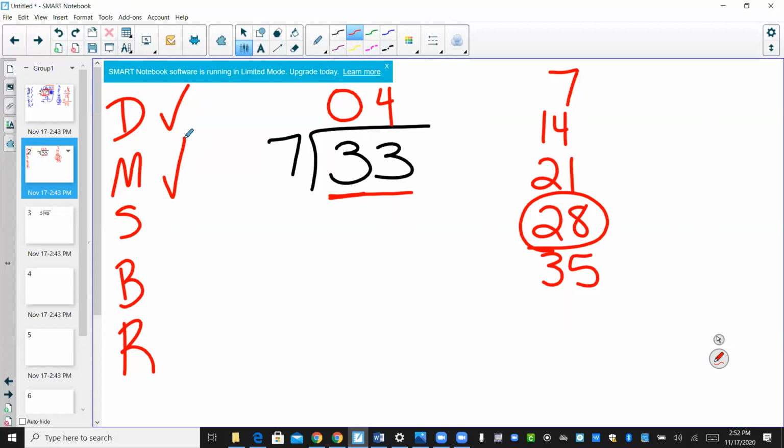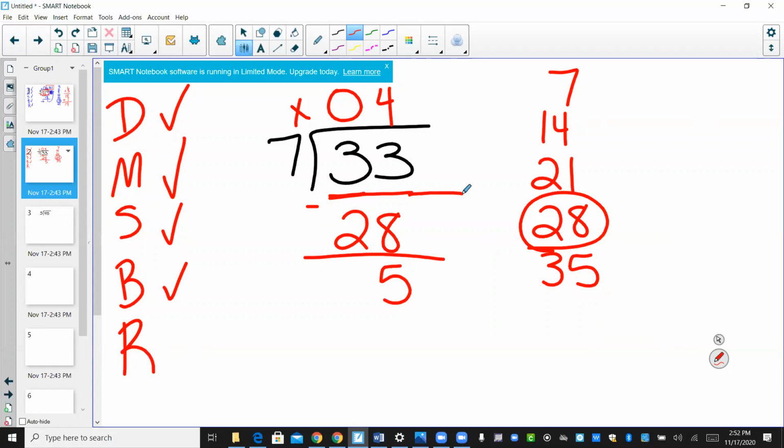If I multiply now, 7 times 4 gives me 28 in those 4 groups. I can subtract that 28 to see if I have anything left over. I have 5 left over and I subtract. Bring down, well, there's nothing over here to bring down in the next place value. Do I have a remainder?